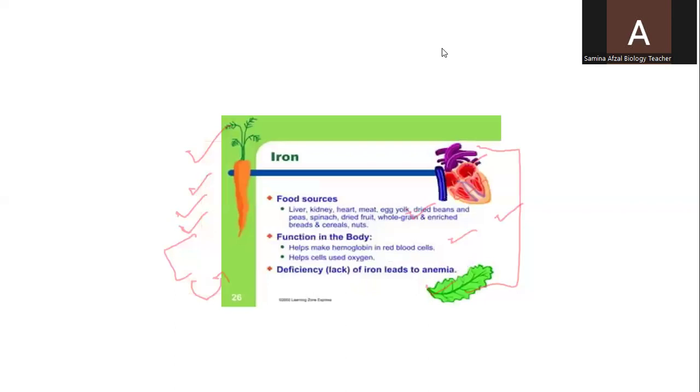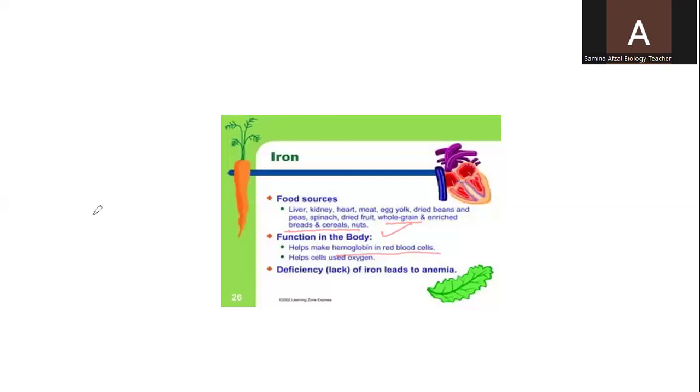Next mineral is iron. Iron sources are liver, kidney, heart meat, egg yolk, dried beans, peas, spinach, dried fruits, whole grain, and enriched breads and cereals, nuts, etc. So iron can be obtained from different sources, but it should be present in our diet, because it has to perform different functions in the body.